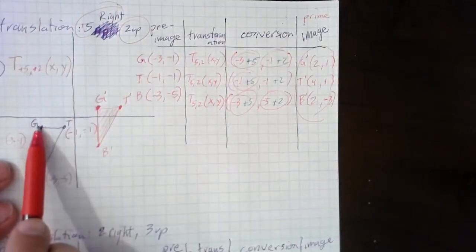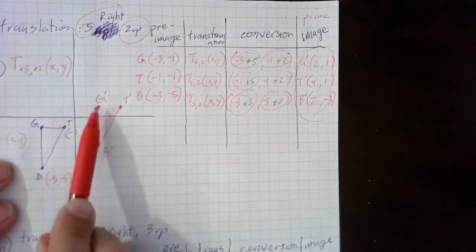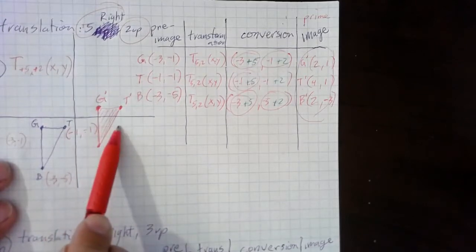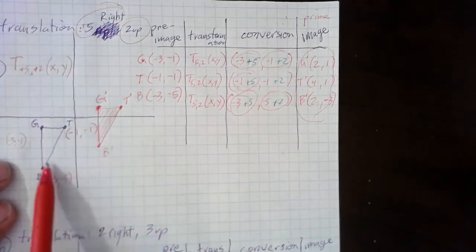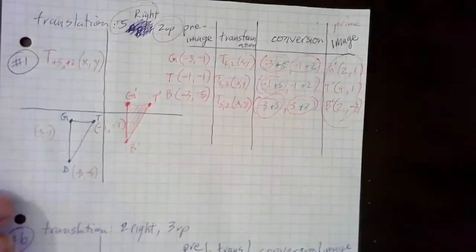And you can see if it translates 5 right, 2 up, let's see what happens for G. Let's just follow G. 1, 2, 3, 4, 5, and then 2 up, 1, 2. Yep, that gets us to G prime. T: 1, 2, 3, 4, 5, 2 up, 1, 2. That gets us to T prime. And B, of course, is going to be 5, 2, gets us to B prime. So that is number 1.